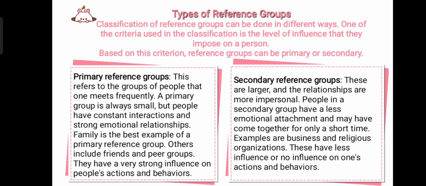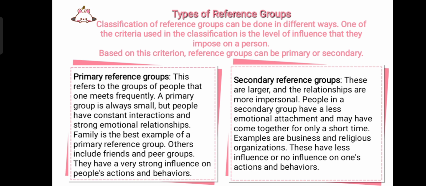Next is the secondary reference group. So these are larger and the relationships are more impersonal. People in a secondary group have less emotional attachment and may have come together for only a short time. Examples are business and religious organizations, and these have less influence or no influence on one's actions and behaviors.